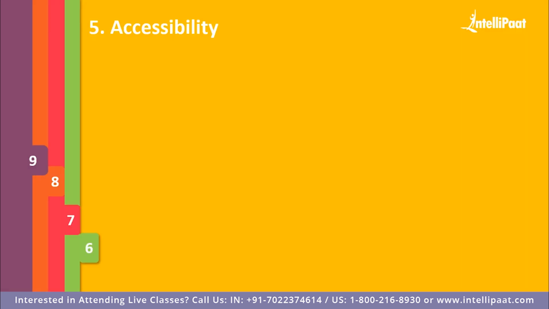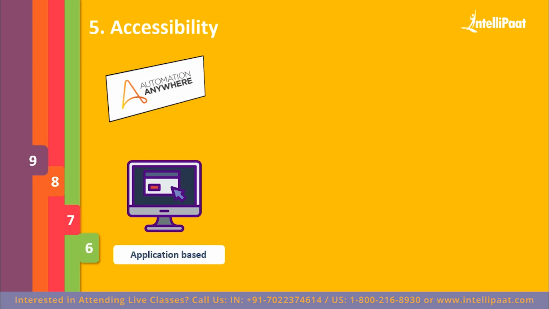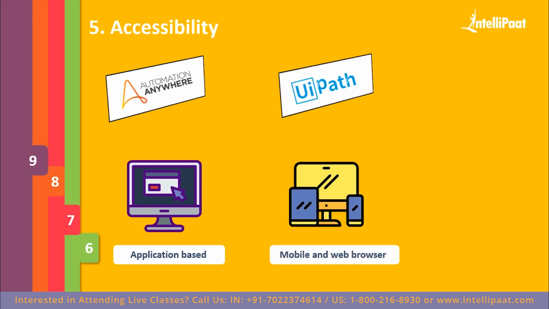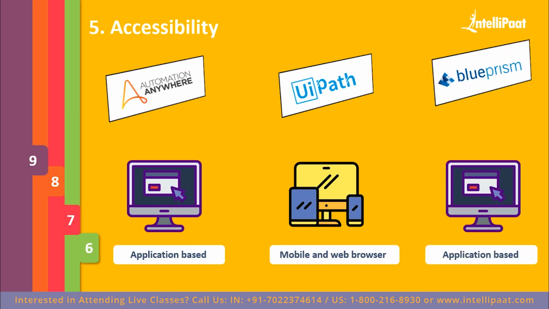Next is the accessibility. What accessibility basically refers to is where you can run your tasks from. So Automation Anywhere is application based. You need to run it from your applications. With UiPath, you can use your mobile as well as your web browsers to access your orchestrator, which is basically a central platform from where you can run your automated tasks. You can also schedule and deploy robots from there. Blue Prism again is an application-based platform. So if you want to run your automations, you need to be next to your applications.